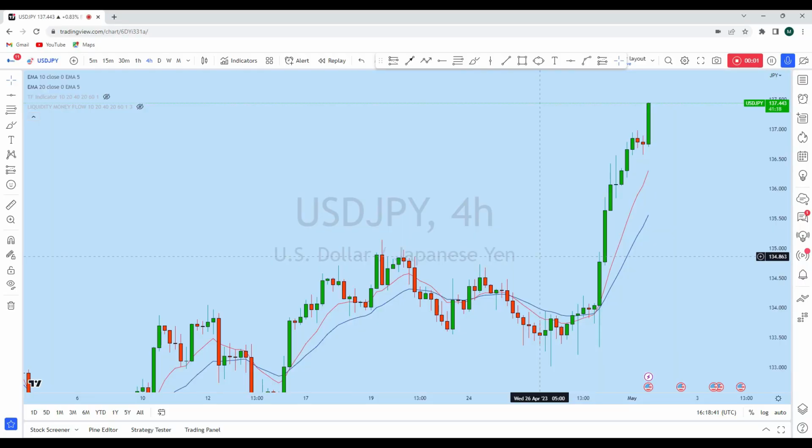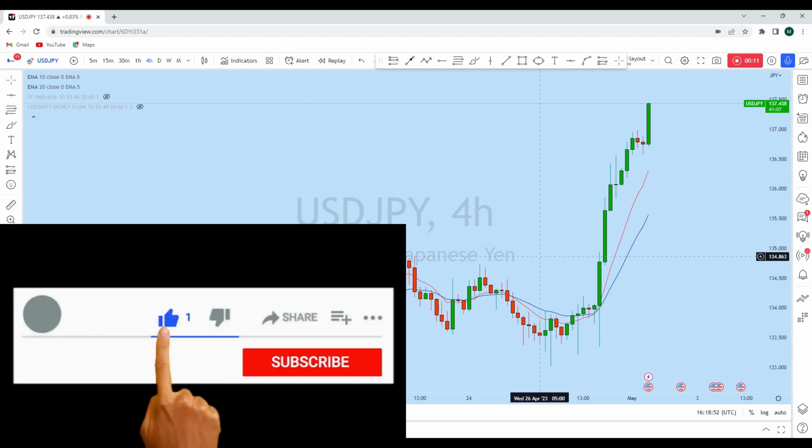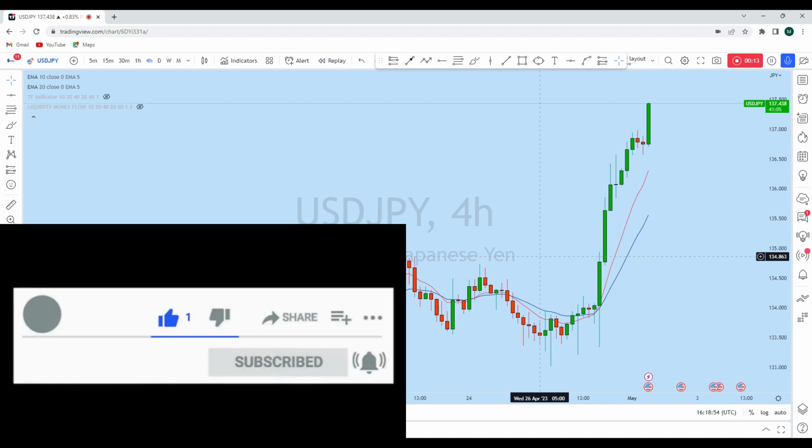Hello trader, I'm going to do a complete multi-time frame analysis on dollar yen. Let's see what kind of trading opportunity we currently have in this instrument. As you can see from the lower time frame, dollar yen is showing a significant trading opportunity.